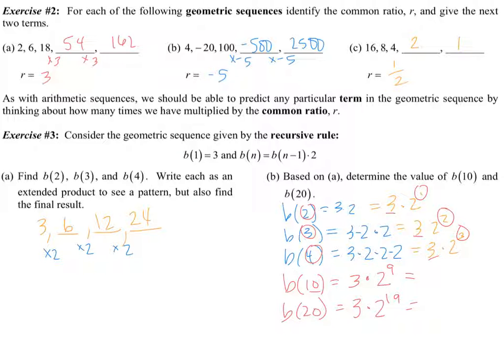So 3 times 2 to the 9th power is 1536, and b of 20 is going to be 1572864.